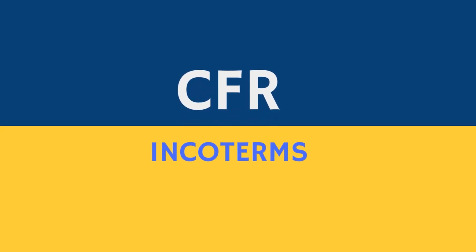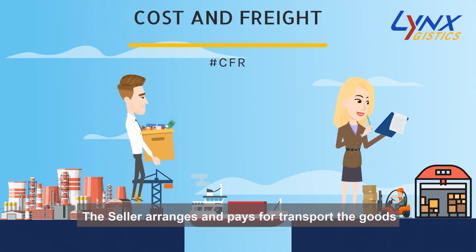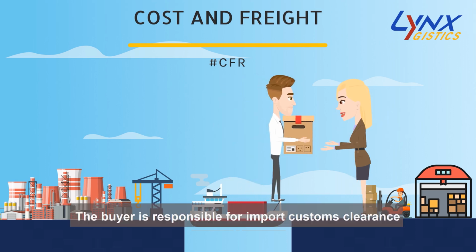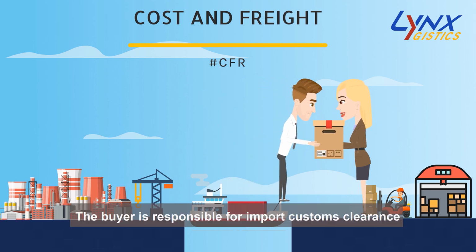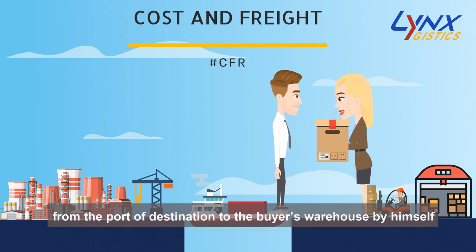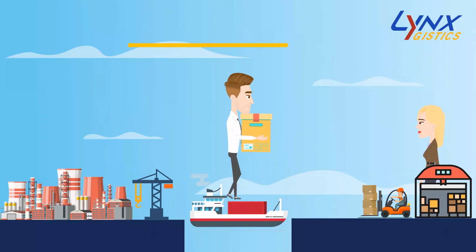Next, it's CFR, cost and freight. The seller arranges and pays for transport of the goods from the port of loading to the named port of destination. The buyer is responsible for import customs clearance and import duty, and the buyer delivers the goods from the port of destination to the buyer's warehouse by himself. CIF, cost, insurance and freight.